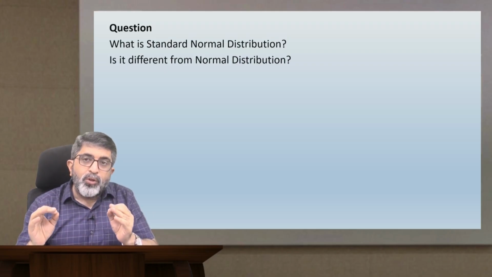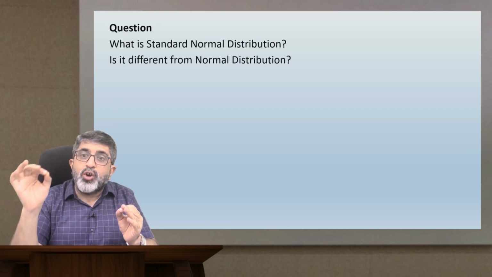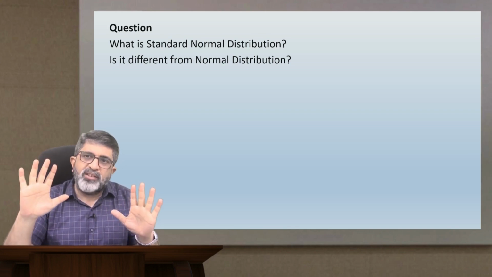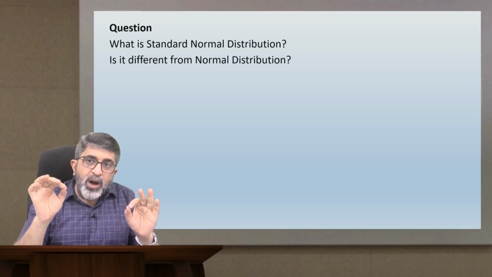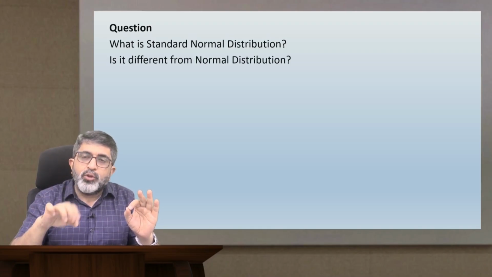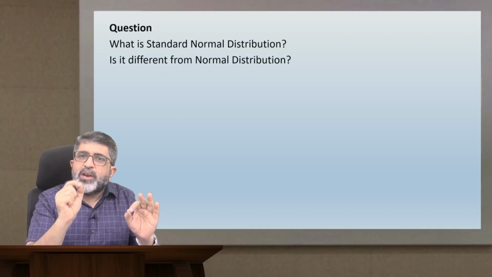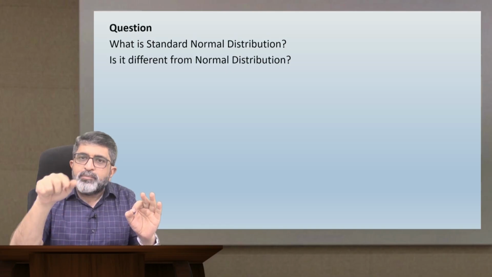So when you are plotting x values with the normal curve, it is normal distribution. But when you are not plotting the x values but z values, you know what z is, or how z is computed? Z is computed by taking x minus mu.